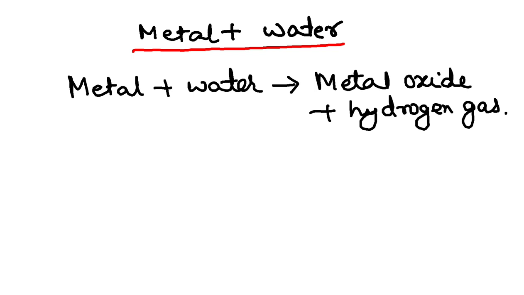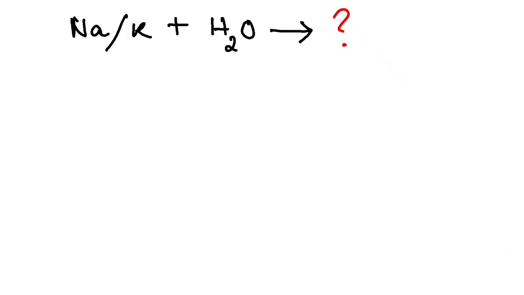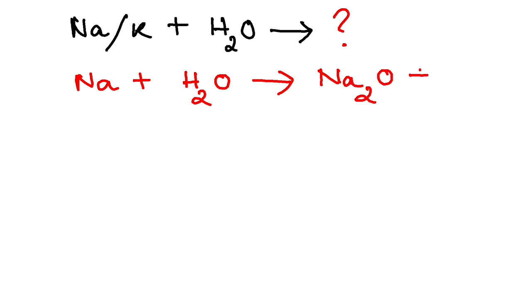So let's start with the highly reactive metals like sodium and potassium. When they react with water, the reaction becomes violent, that means it is highly exothermic. Let me write a chemical equation for you. If you take sodium and allow it to react with water, the general form was metal plus water gives metal oxide. So it will give you a metal oxide, Na2O, plus hydrogen gas, that is H2.